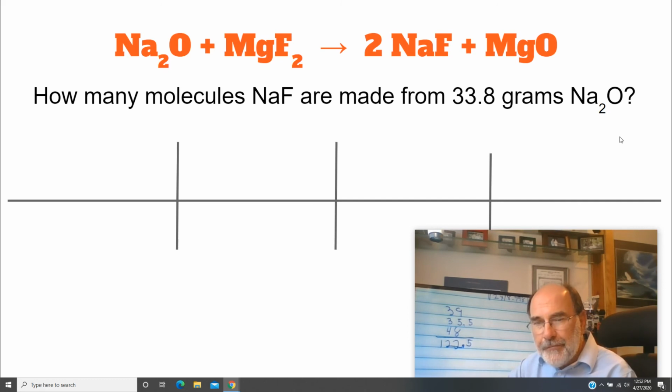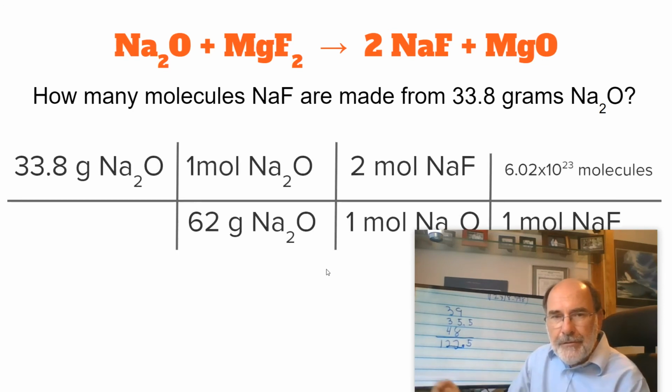So if I'm starting with just over half a mole of sodium oxide, I must be producing just over 1 mole of sodium fluoride. And then by Avogadro's number, for every 1 mole of anything, it's 6.022 times 10 to the 23rd power. So if I have a little more than 1 mole, I'm going to have a little over 6.022 times 10 to the 23rd power molecules as my answer. All right, here's the math.